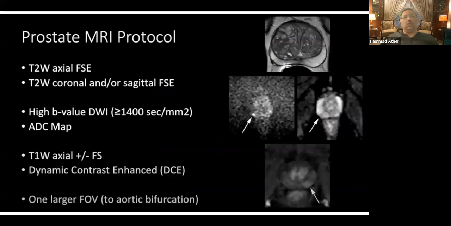So what we do, the MRI prostate protocol is pretty standardized now. You need to have T2 weighted coronal images, and these are important to understand the zonal anatomy of the prostate. And we know that the zonal anatomy of the prostate is really extremely important in understanding the various pathology.